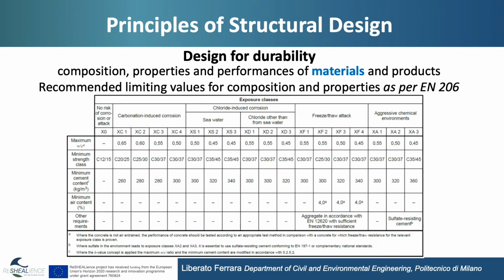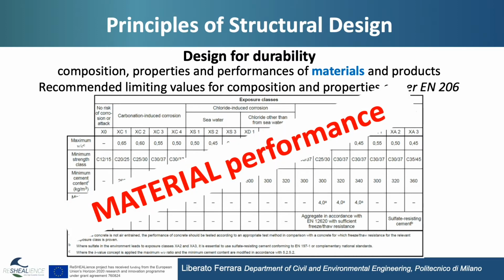Depending on the class which is chosen for your structure, first of all, we find in the codes requirements related to the material. We have prescriptions related to their composition, maximum water cement ratio, minimum cement content, minimum air content, type of cement, and to their performance intended as a minimum strength class that we have to guarantee according to the different exposure classes. This is a table taken from Eurocode 2 according to the exposure classes dealt with in EN 206. So these are material performance requirements.